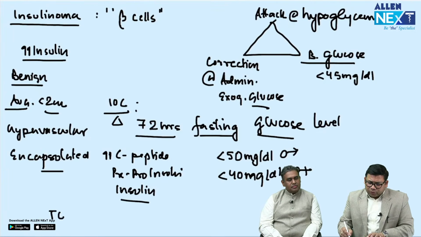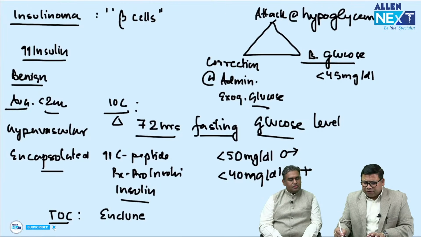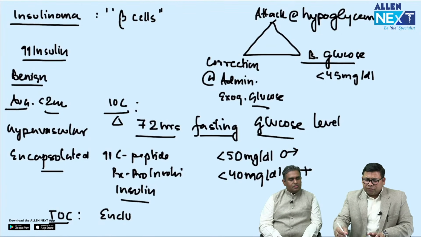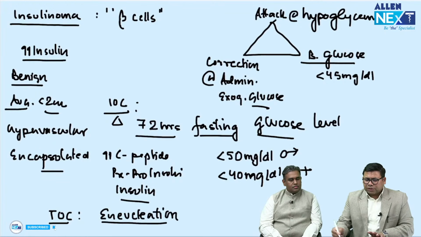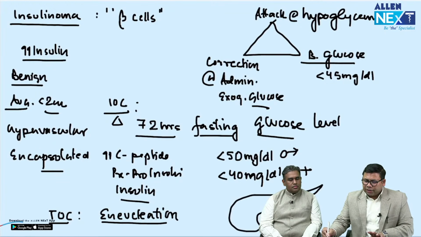The treatment of choice for them is enucleation. Why enucleation, students? This is very important. Enucleation helps you to remove the benign part of the tumor. So enucleation is the treatment of choice. Now the problem is if it is located in the tail.